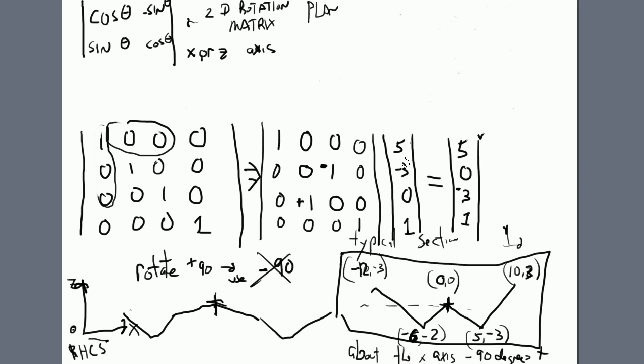5 times 1 is 5, minus 3 times 0 is 0, 0 times 0 is 0, 1 times 0 is 0. We add all those together to get 5. Do the same thing here to get 0. We do the same thing here in the third row, 1 column, to get minus 3. And that, in fact, is what we would expect if we rotated this down so that we've kind of put the ditch where the ditch needs to be.